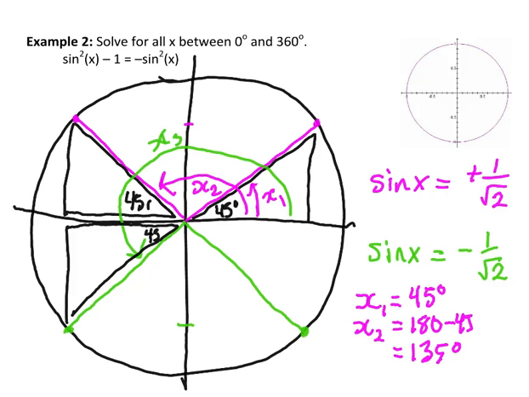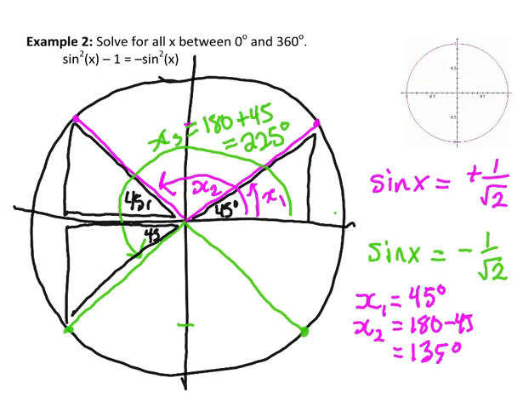So x3, oh dear, I'm running out of space. I'll do it over here. x3 must be equal to 180, right? Going all the way to 180 and then adding another 45. So that's going to be 225 degrees. So x3 is 225 degrees.